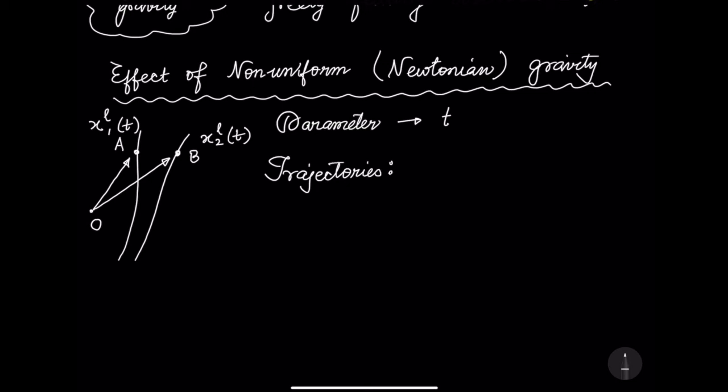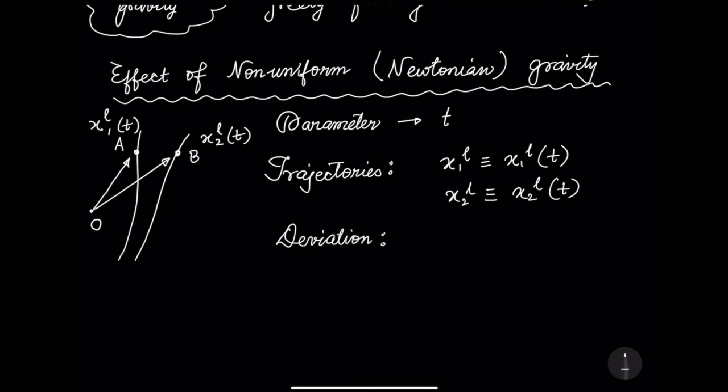So how do I write the trajectories? Well, x1L, which is the position, is given by this function x1L as a function of t, and x2L as a function of t. And we also define the deviation between the trajectories, which is nothing but x2L minus x1L, which I call xi as a function of t.